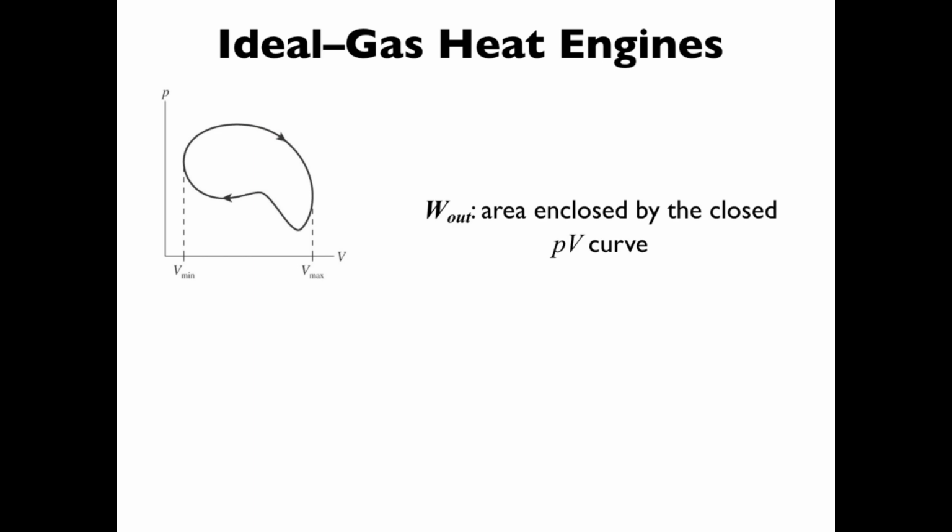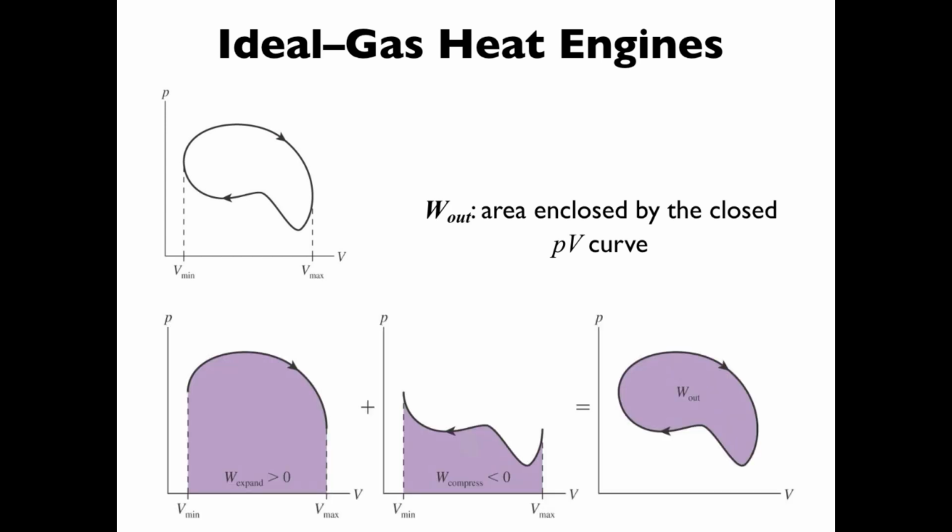So remember, work out is the area enclosed by the PV curve. And if you want to do this a little bit more systematically, here's your work done during the expansion. Over here, here's the work done during the compression. When you add your two works up to get your total work, that's your work out. This is the net work done by your system.